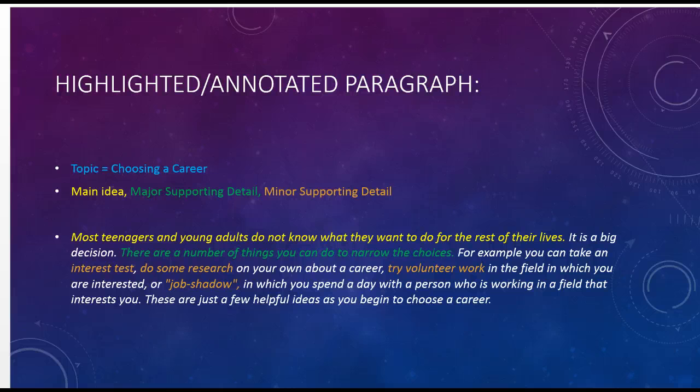Now let's take a look at this. The topic here is choosing a career. Short phrase, very general. The main idea is highlighted in yellow: most teenagers and young adults don't know what they want to do for the rest of their lives. The major supporting detail really is just that there are a number of things that you can do. And then the minor supporting details are the things that you could do: take an interest test, do some research, try volunteer work, or job shadow. So you can see that things get more and more specific as you go from topic to main idea to major detail to minor detail.